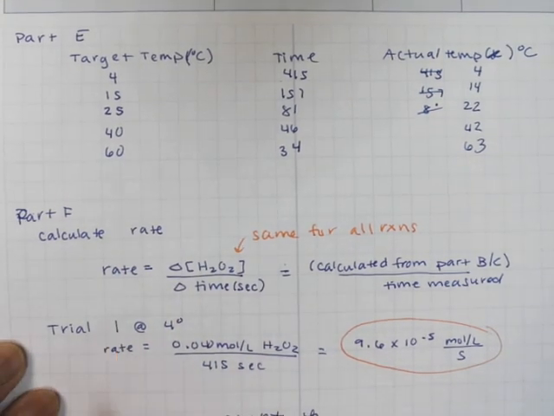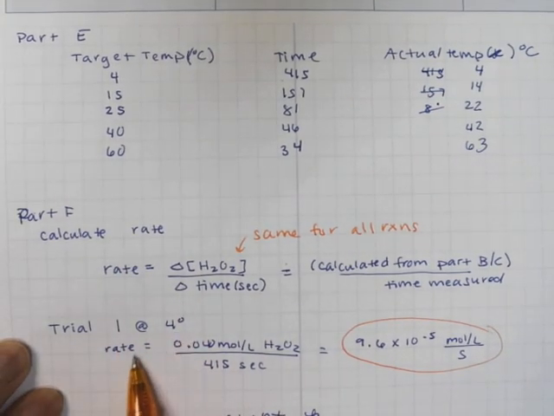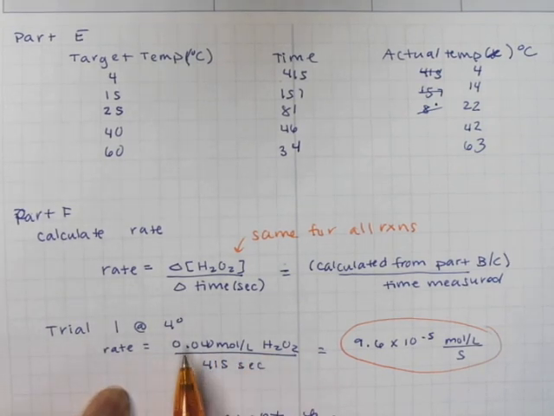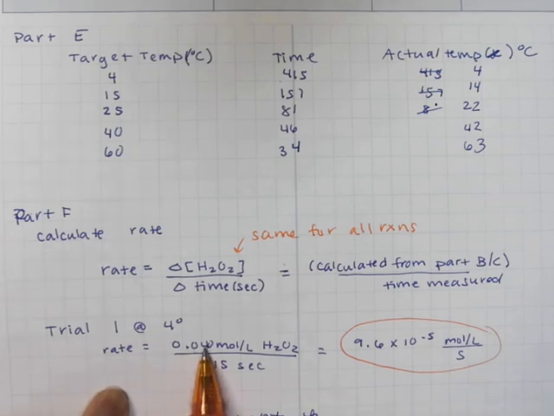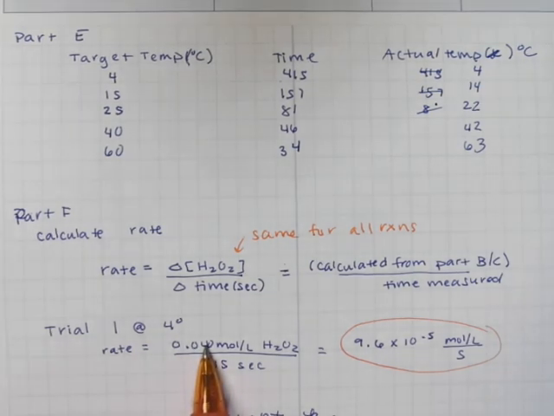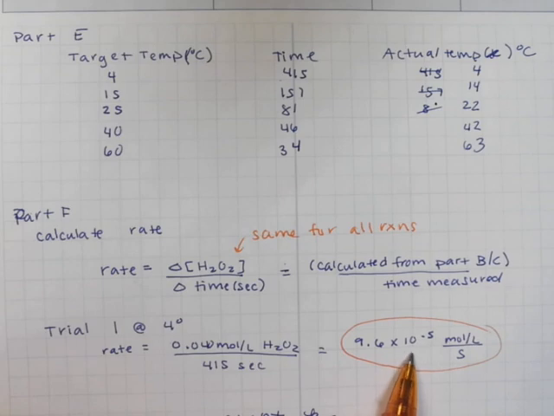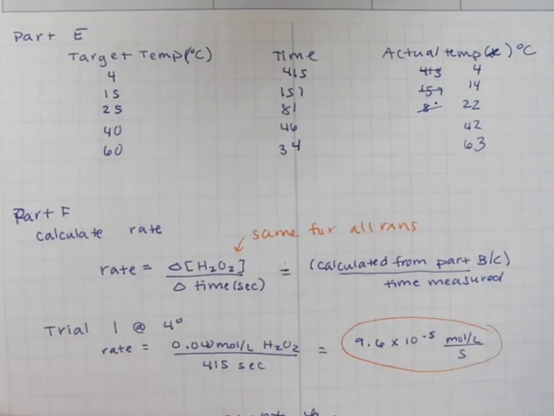I'm just going to do the calculation for trial 1 at 4 degrees. So the rate equals the 0.04 moles per liter H2O2. So again, this is from the trial 8, the concentration of H2O2. And you can just go back and look at your table there. And that was over 415 seconds. So my rate is going to be 9.6 times 10 to the negative fifth moles per liter per second.